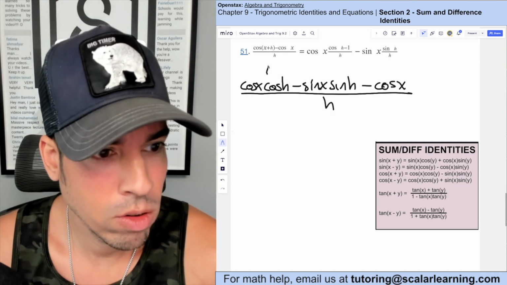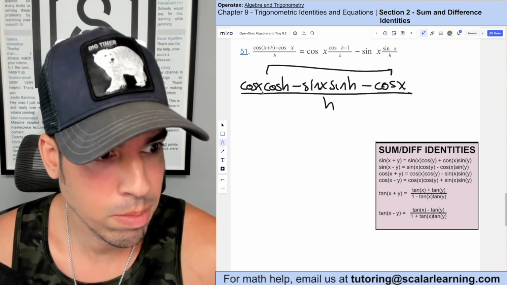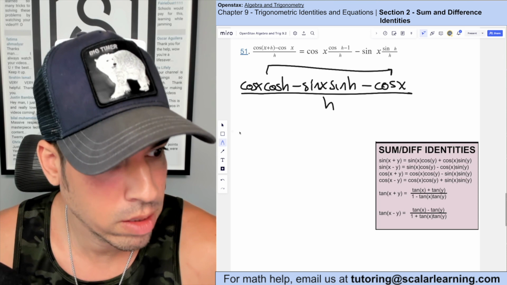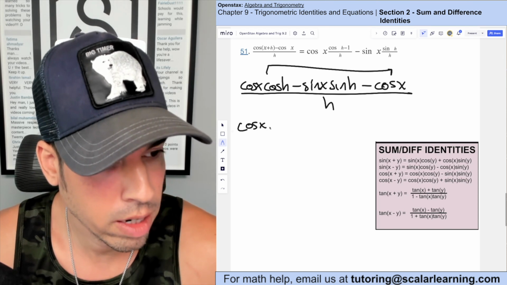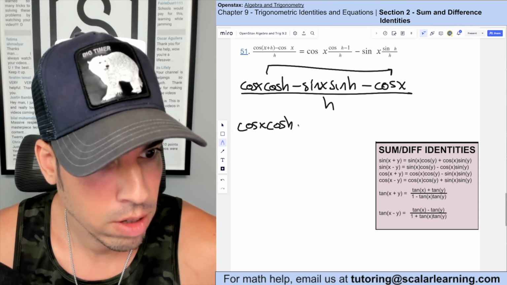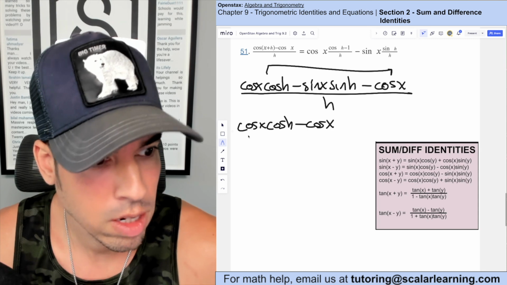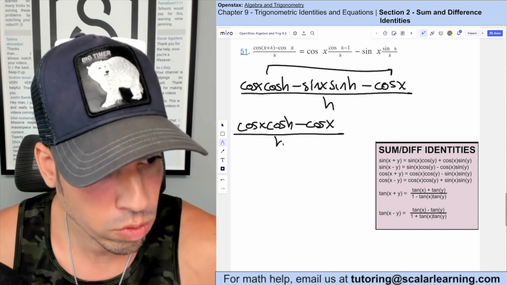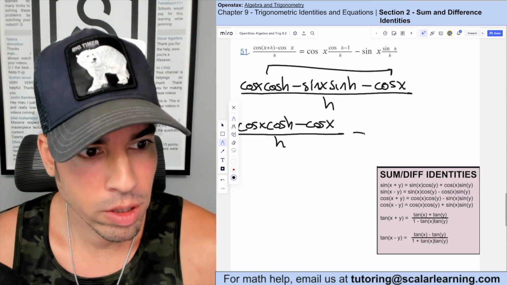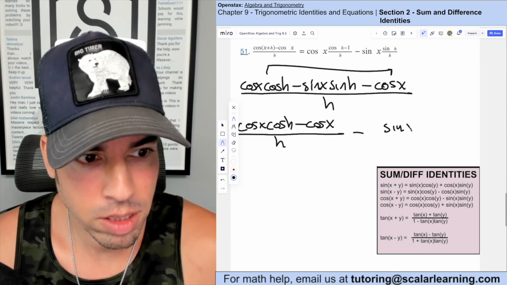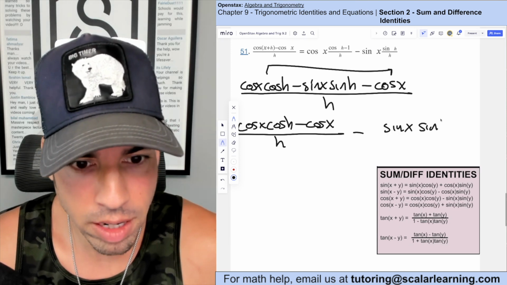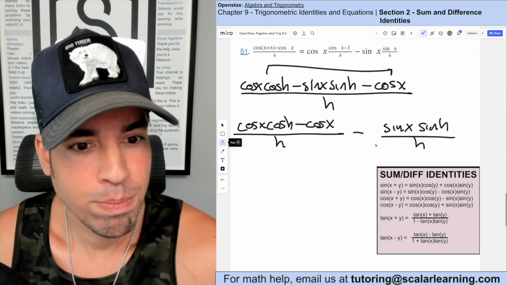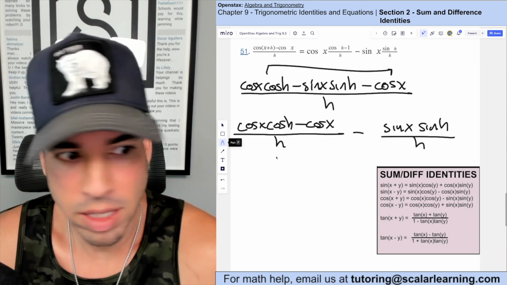What I'm going to do now is group these together because they both have a cosine of x. So I'm going to rewrite this as cosine x cosine h minus cosine x, and I'm going to just separate this out into its own fraction. And then over here, we're going to have minus, and again, it's just going to be sine of x times sine of h over h. Now, this is pretty much what they have here. The only thing is they kind of reformatted it.